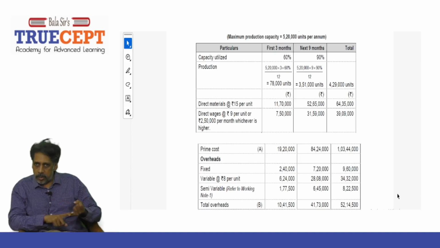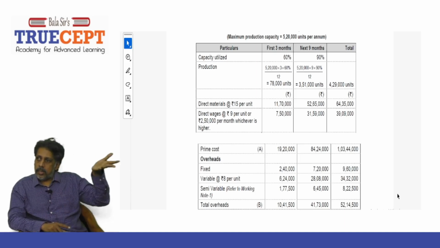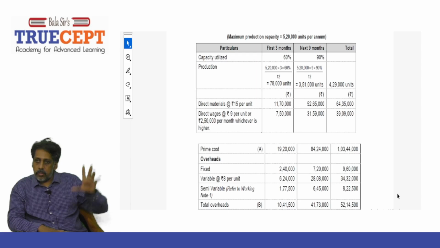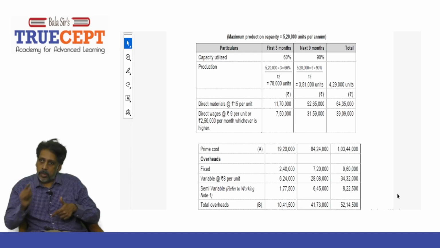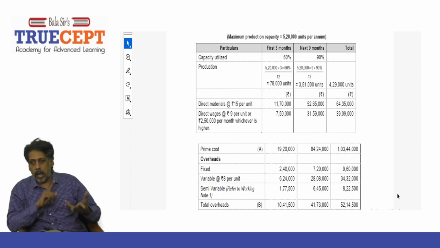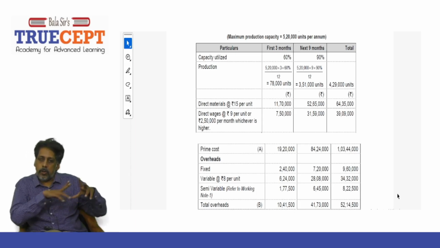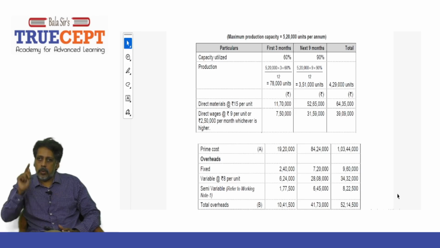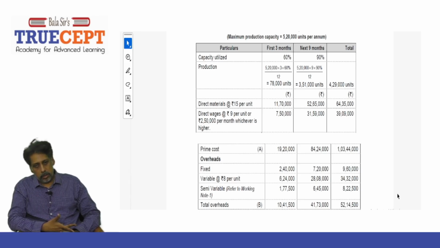3,51,000 into 9 will be more than 2,50,000 into 9 months. Yes. 3,51,000 into 9 rupees per unit, how much do you get? Sir, 31 lakh 59,000. Or 2,50,000 into 9 months, whichever is higher. I take that number. Next, adding 7 lakh 50,000 for the first 3 months and 31 lakh 59,000 for the next 9 months, adding both, 39 lakh and 9,000 total.